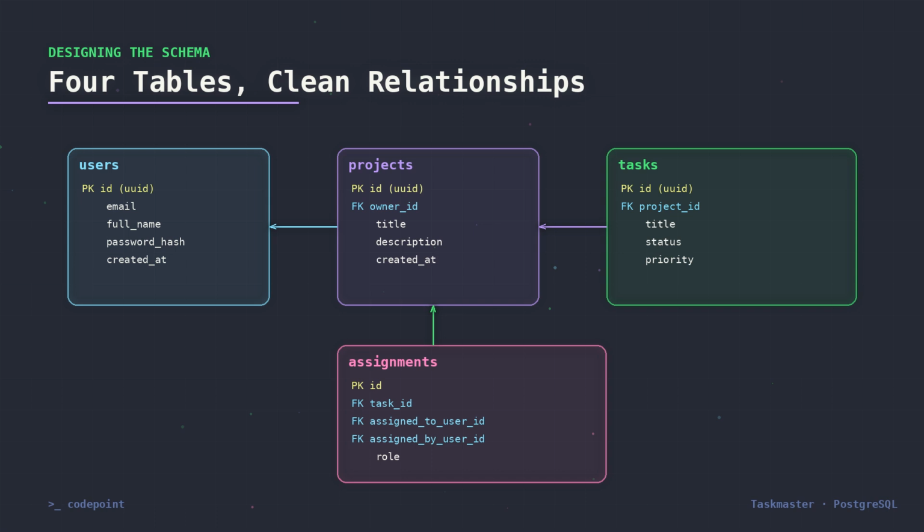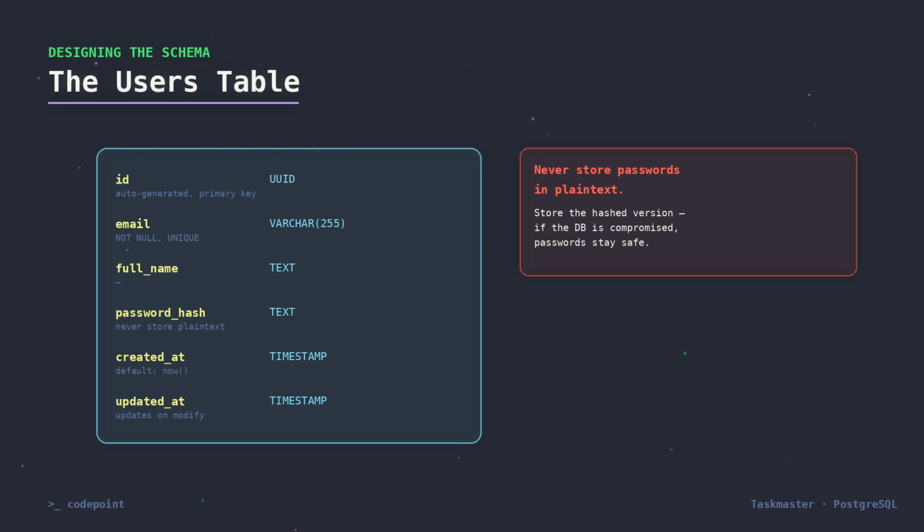Designing the Taskmaster schema. Understanding the domain. Before we write SQL, let's understand what Taskmaster is. Users create accounts. Each user can create multiple projects. Projects contain tasks. Tasks can be assigned to team members. Team members can have different roles. So our schema needs to answer who owns what, who's working on what, and when did everything happen. We'll have 4 tables: users, projects, tasks, and assignments. Each one answers a part of that question.